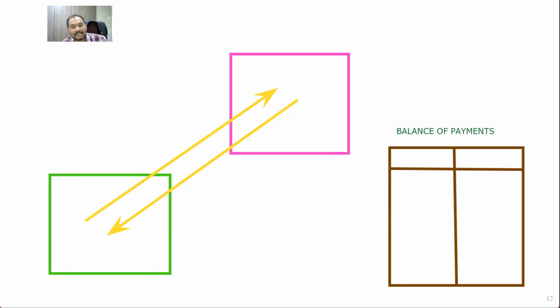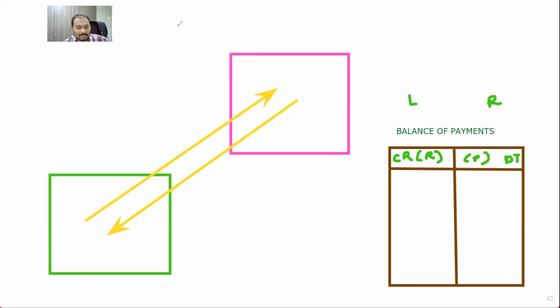That's the first dimension for the sake of everybody's understanding. You are all aware that balance of payments has two sides, the left side and the right side. On the left side, what you enter is credit. On the right side, what you enter is debit. Credit is also called receipts, and debit is also called payments. Please keep this in mind.